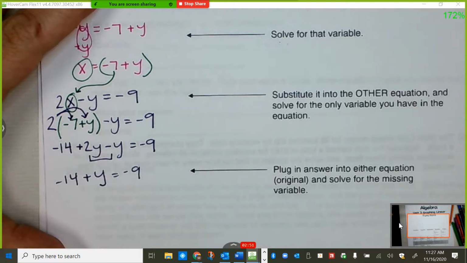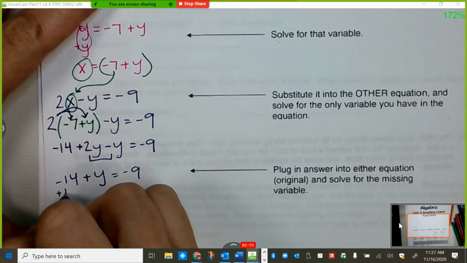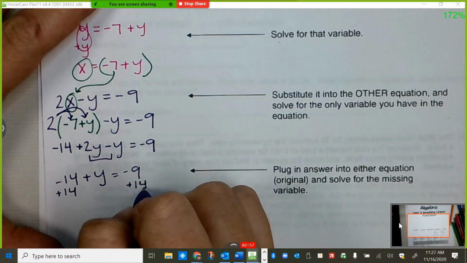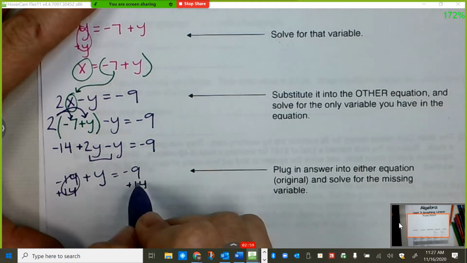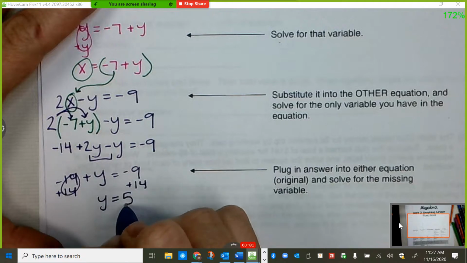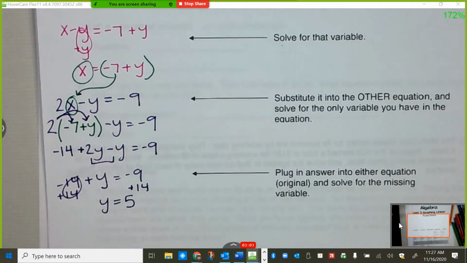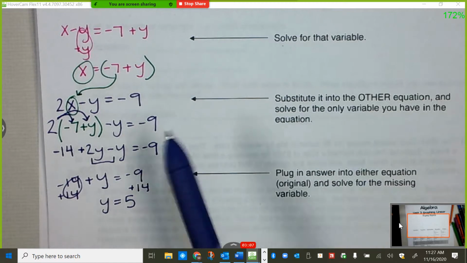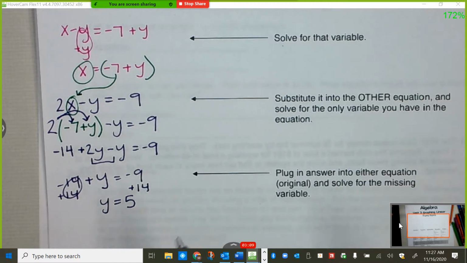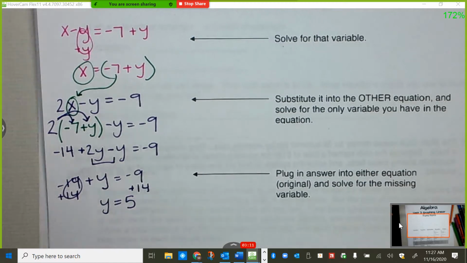Last step. Add 14 because we want to get the y by itself. So we get y equals 5. So we substituted it in and we solved for the variable and we got y is 5. So I want you to remember though, the solution to a system is an x comma y point. So we're only halfway there, right?